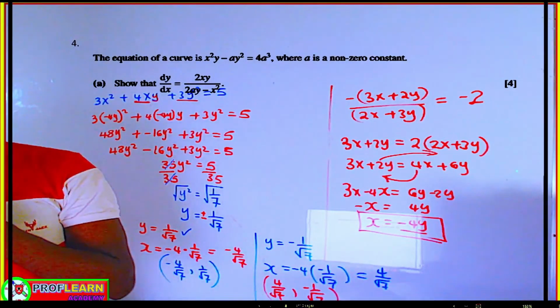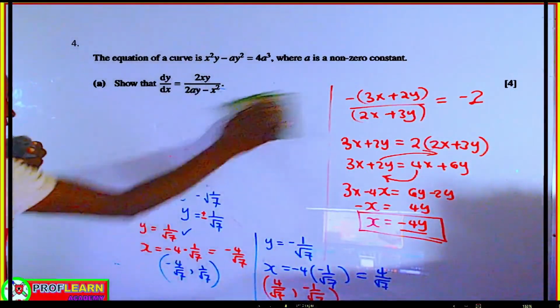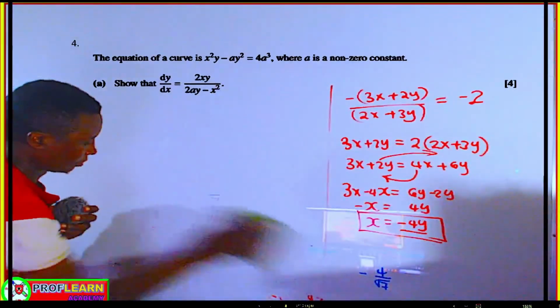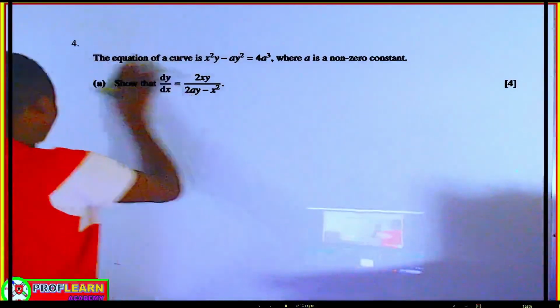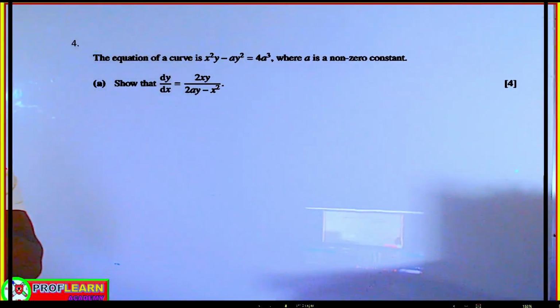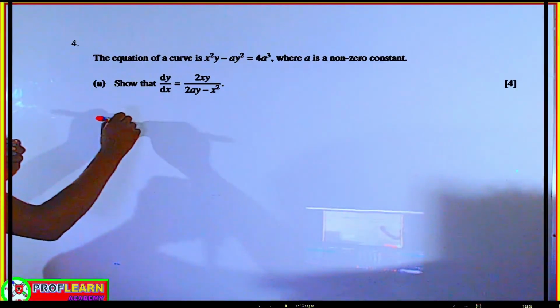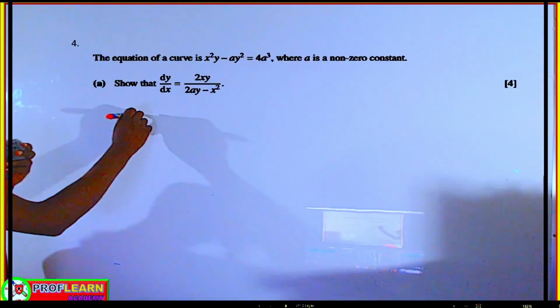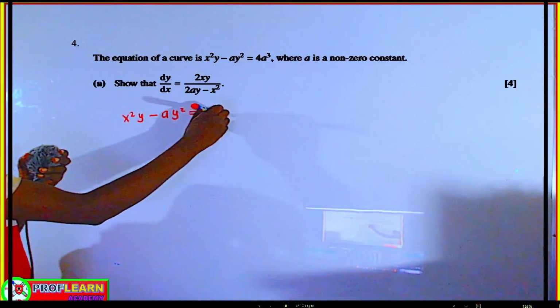So the next question we are going to work out, we are told that the equation of the curve is given by x squared y minus a squared y squared equals 4a cubed. So let me just write that question so that we can leave out. x squared y minus ay squared equals 4a cubed.